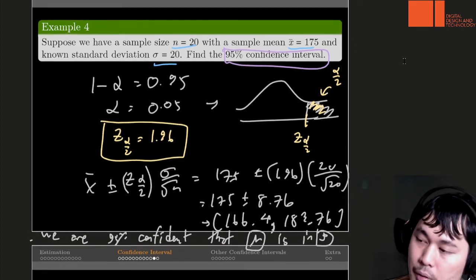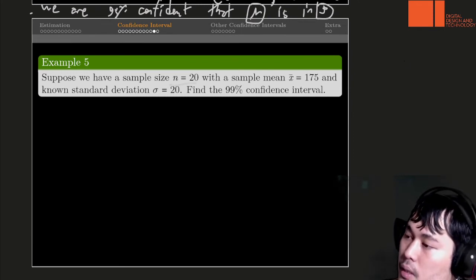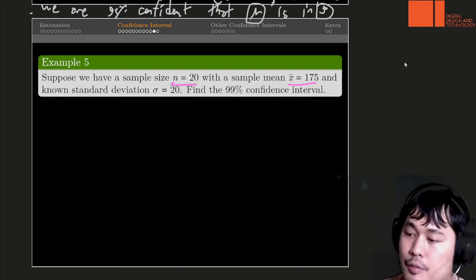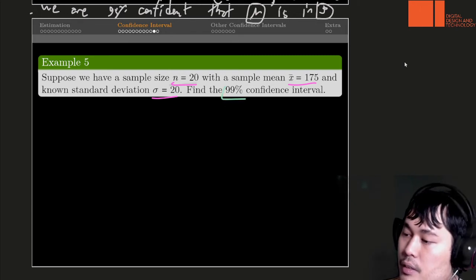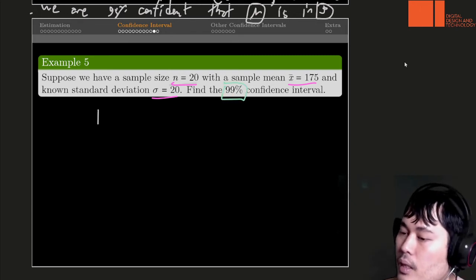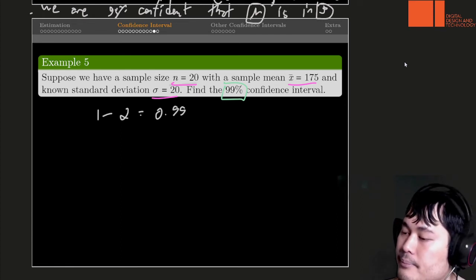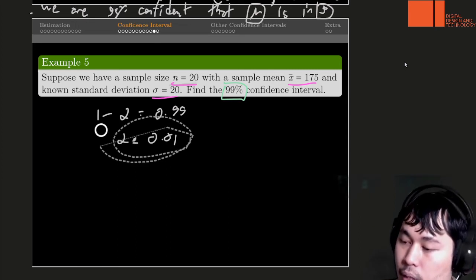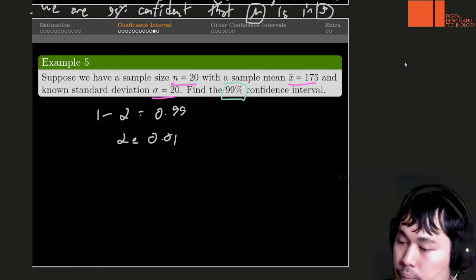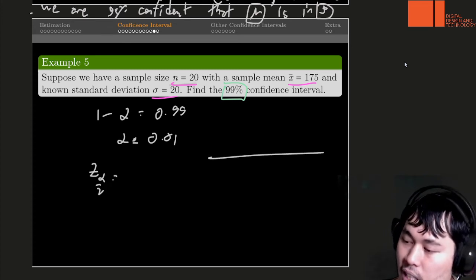And lastly, for example 5, the same setup. Like n is 20, mean is 125, x bar is 175, sigma is 20. But now we have a 99% confidence interval. So again, 1 minus alpha is 0.99, and so alpha is 0.01. Maybe we want the error to be only 1%, and that point then again can be found.